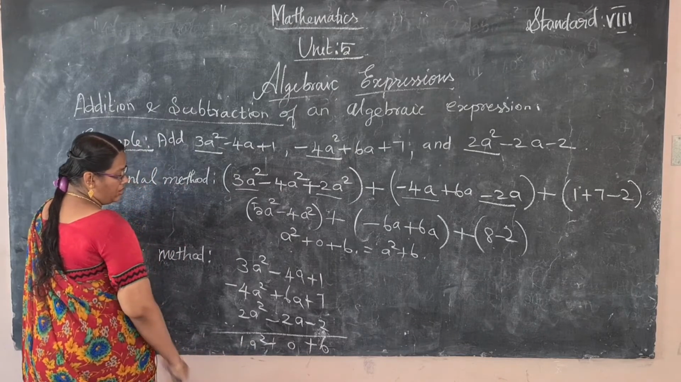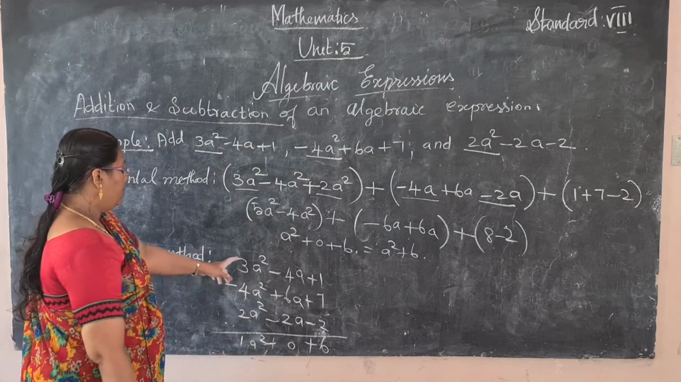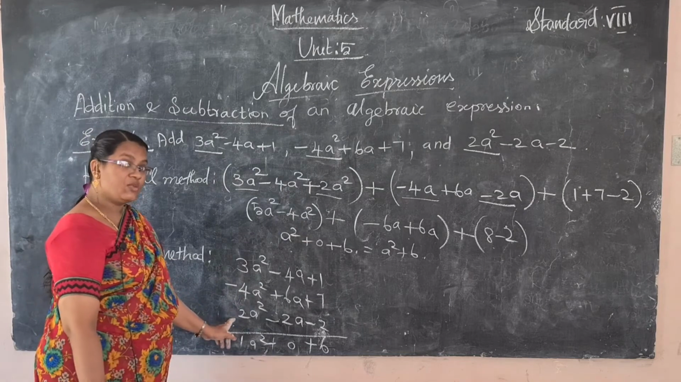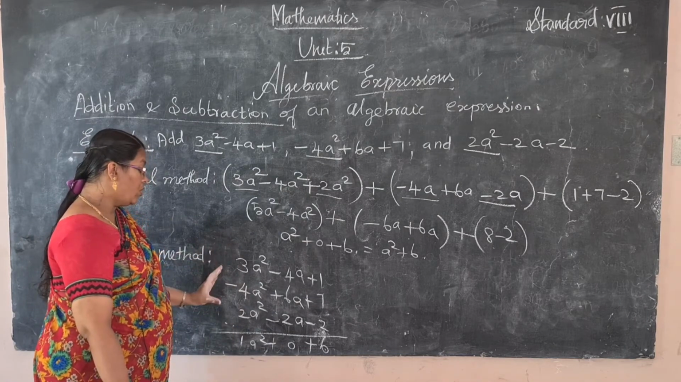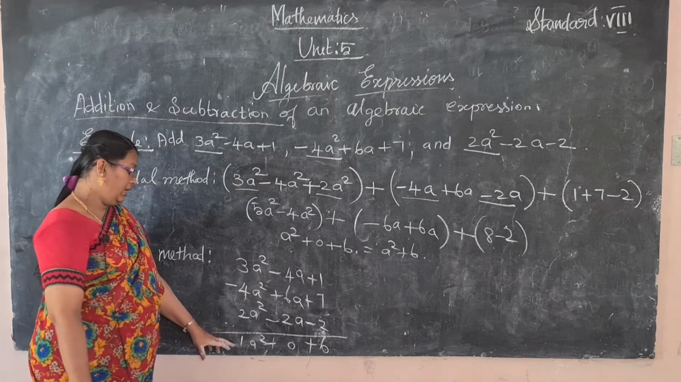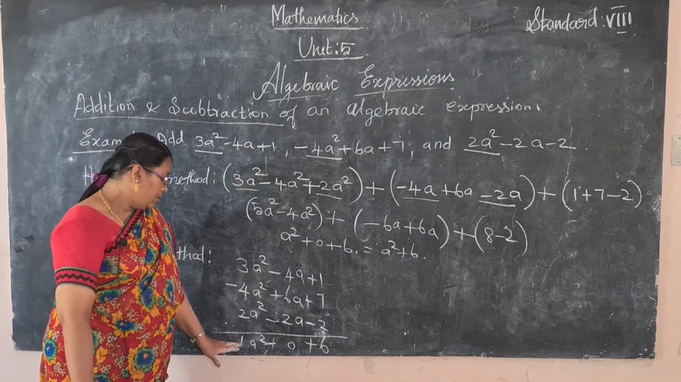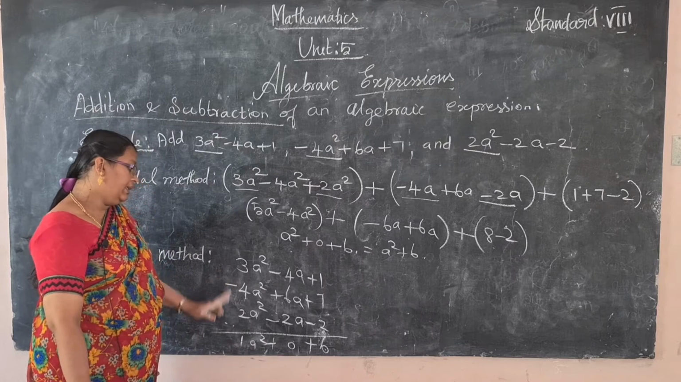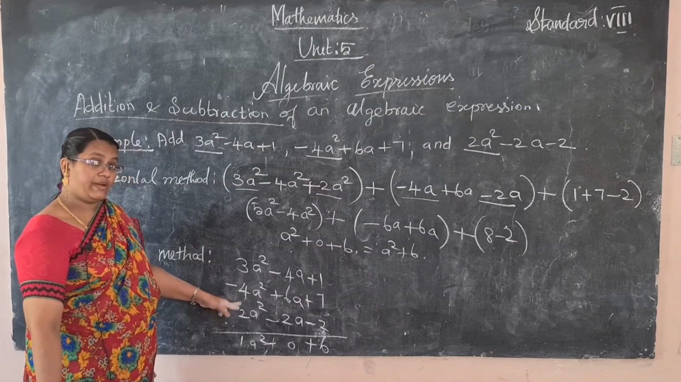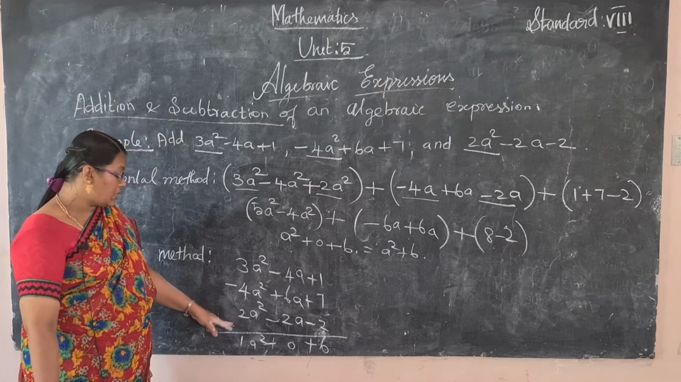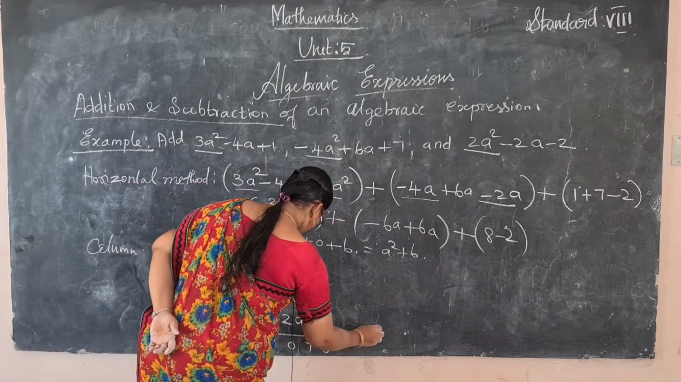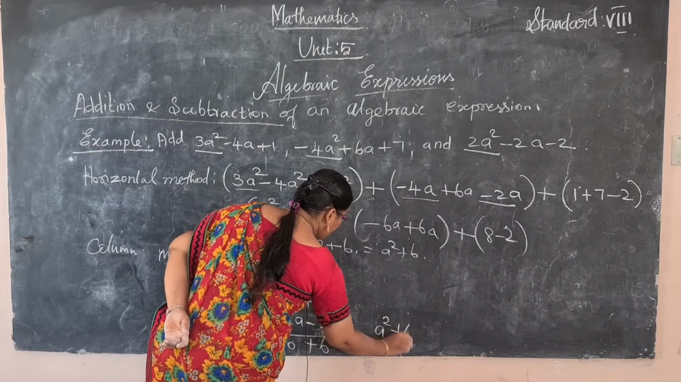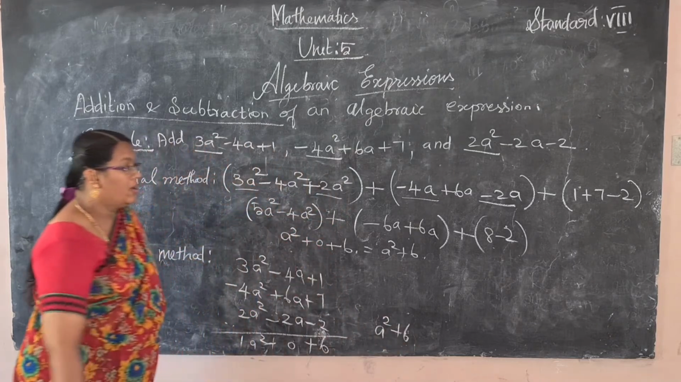So minus 4, here the positive value is plus. 3 plus 2 plus 5. So subtract, we get the result 1. The greater number's sign is positive. So plus 1. So the answer is a squared plus 6.